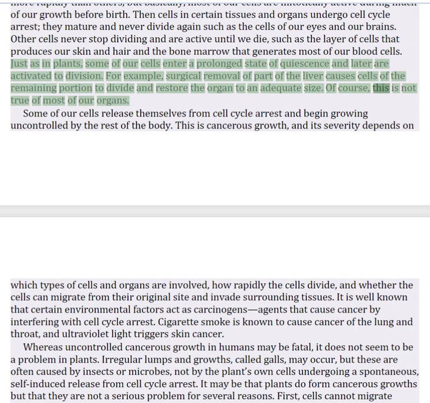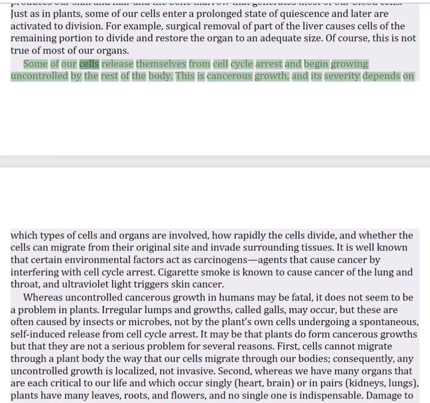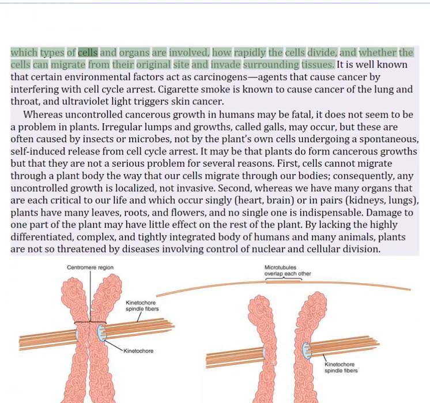Of course, this is not true of most of our organs. Some of our cells release themselves from cell cycle arrest and begin growing uncontrolled by the rest of the body. This is cancerous growth, and its severity depends on which types of cells and organs are involved, how rapidly the cells divide, and whether the cells can migrate from their original site and invade surrounding tissues.